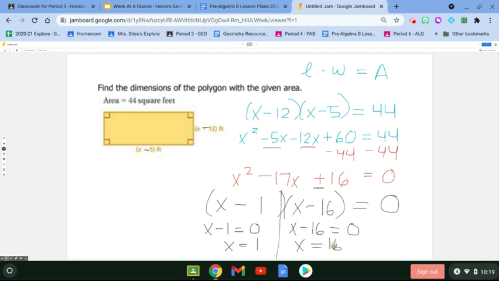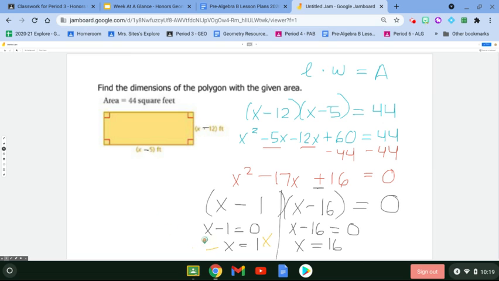And again, you want to double check to see if there's an answer that doesn't make sense when you plug this in. So let's start off with x equals 1. If I plug x equals 1 into this expression, 1 minus 5 is giving me a dimension of negative 4. You can't have a dimension that is negative. So therefore, this is an extraneous root. So x equals 1 would not be an answer choice that we would want to keep.